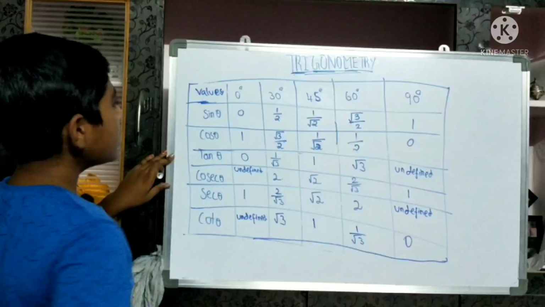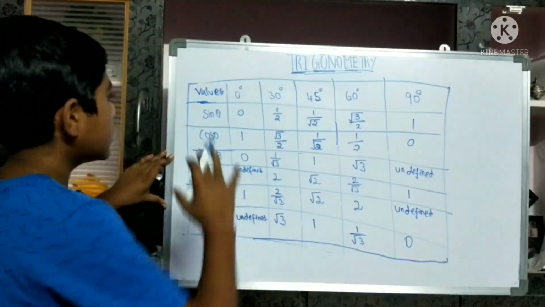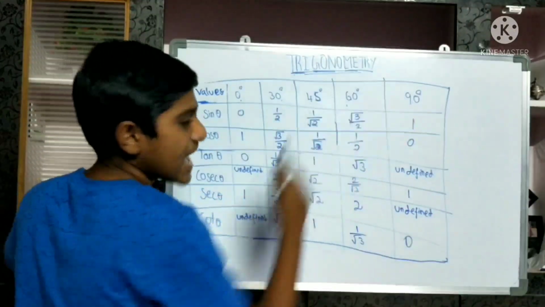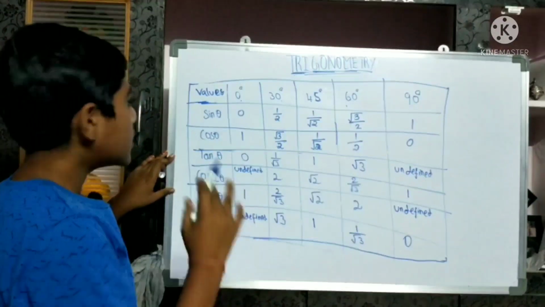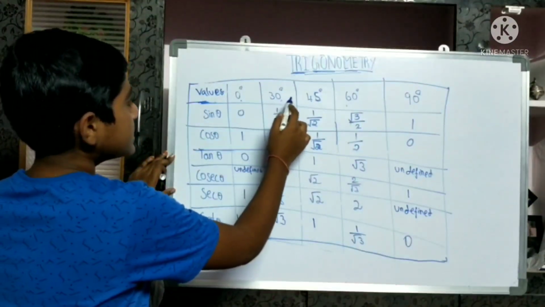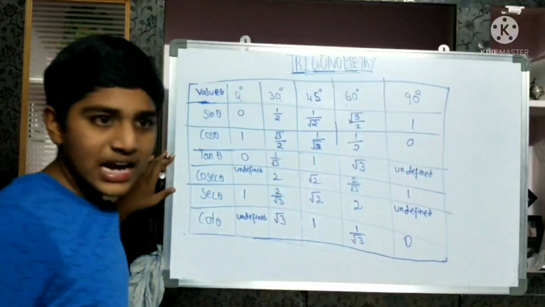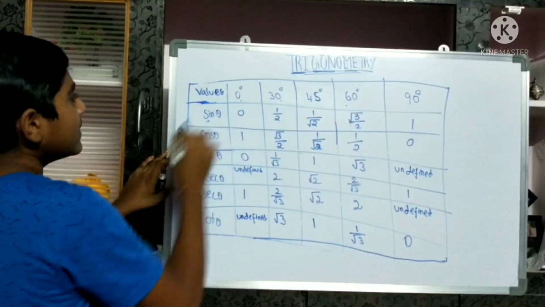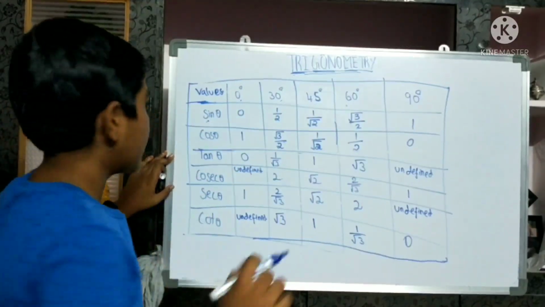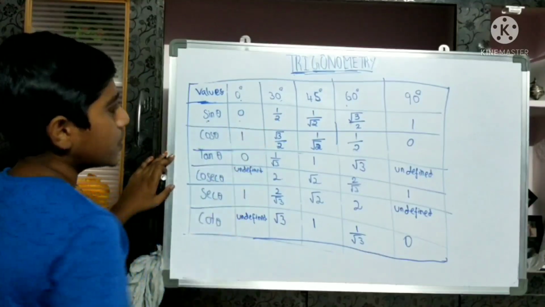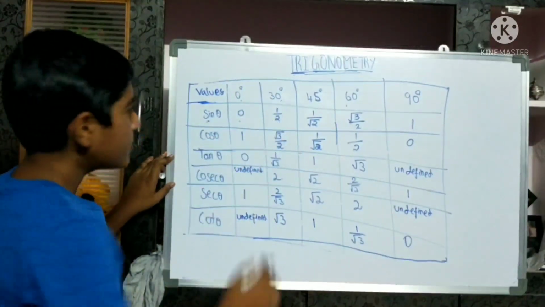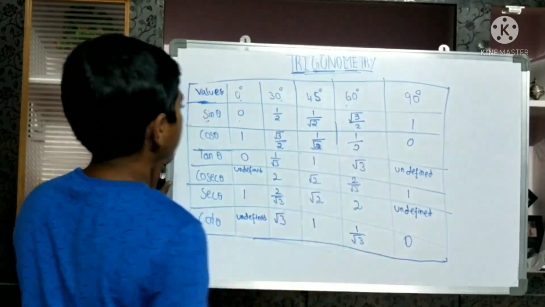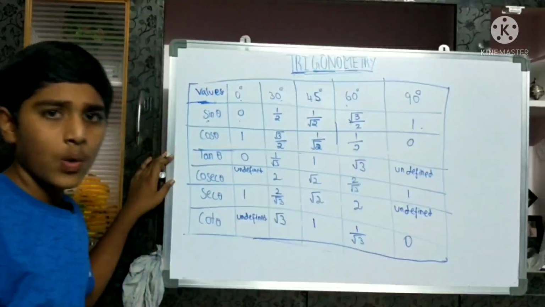And now we will learn some important ratios of some angles in trigonometry. First, we will know some important ratios for certain angles that are 0 degrees, 30 degrees, 45 degrees, 60 degrees and 90 degrees. So here, first, sin theta. We will know the values for sin theta. So sin 0 degrees is 0 and sin 30 degrees is 1 by 2 and sin 45 degrees is 1 by root 2, sin 60 degrees is root 3 by 2 and sin 90 degrees is 1.